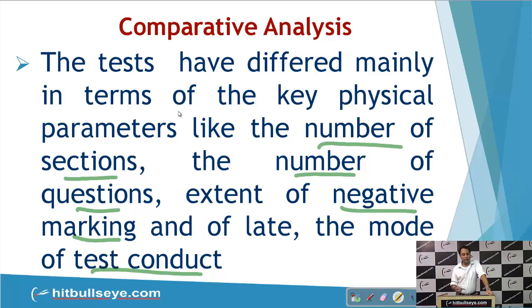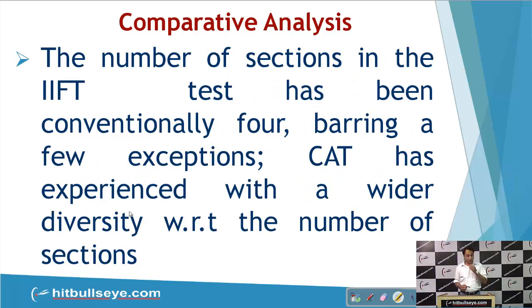The tests differ mainly in terms of key physical parameters like the number of sections, the number of questions, the extent of negative marking, and of late, the mode of test conduct. If you look at the number of sections, this has been conventionally 4 in the IIFT test, barring a few exceptions. I'm talking about the year 2009, where IIFT had 6 sections. In fact, 2 sections were on 2 different types of RCs.